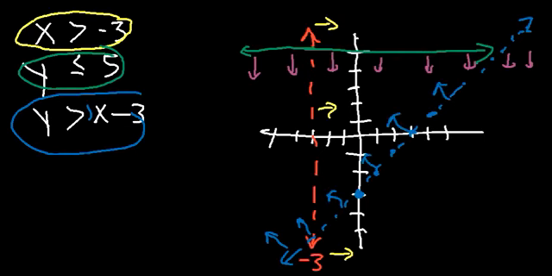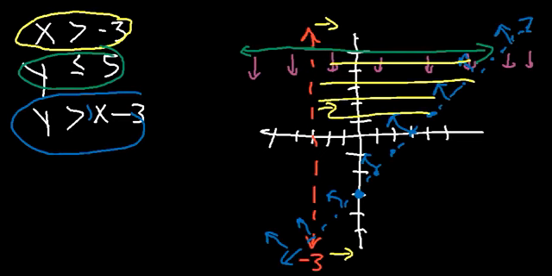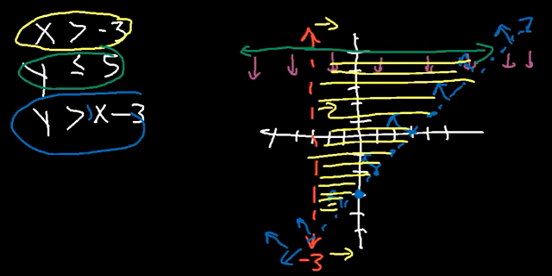So we need to choose the region in which all arrows are located. If you notice, it's true within this triangle. So this is the region that we shade, because all three inequalities are true in that region. And that's how you do it.